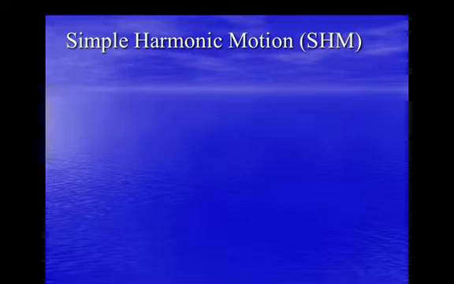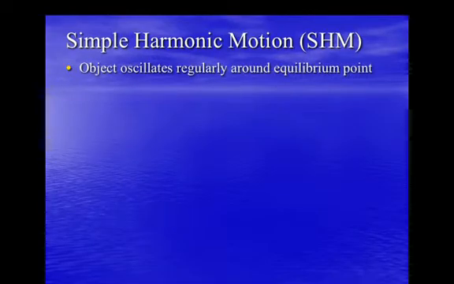One of the ideas behind some types of wave motion is some wave motion can exhibit something called simple harmonic motion, which I've abbreviated as SHM. And something in simple harmonic motion has the ability to oscillate. That means to move back and forth regularly around an equilibrium point.